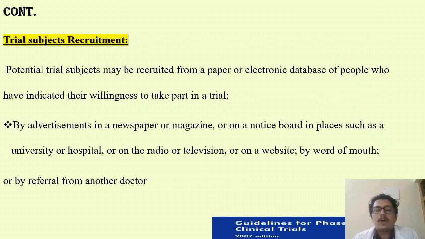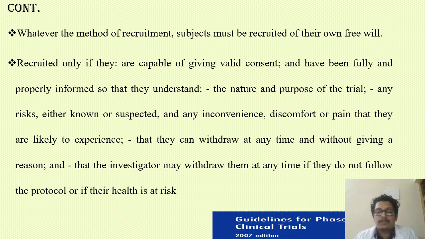So how do we recruit the trial subject in the trial unit? A potential trial subject may be recruited from a paper or electronic database of the people who have indicated their willingness to participate in a trial, a volunteer list say, by advertisement in the newspaper or magazine or on a notice board in a place such as a university or hospital, on radio, television or website, by word of mouth or referral from another doctor.